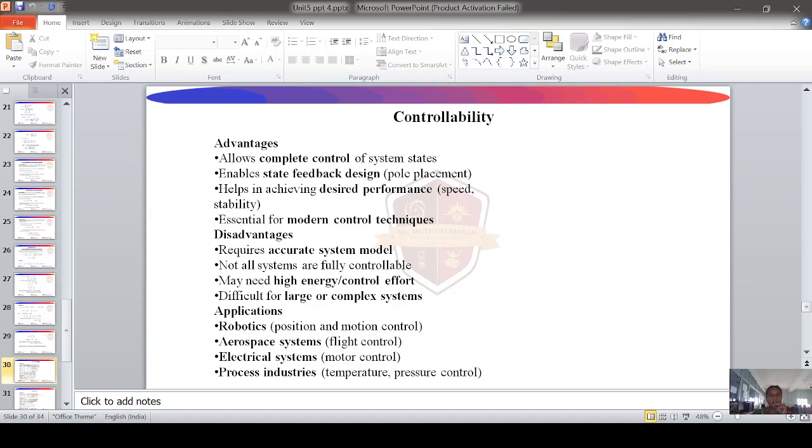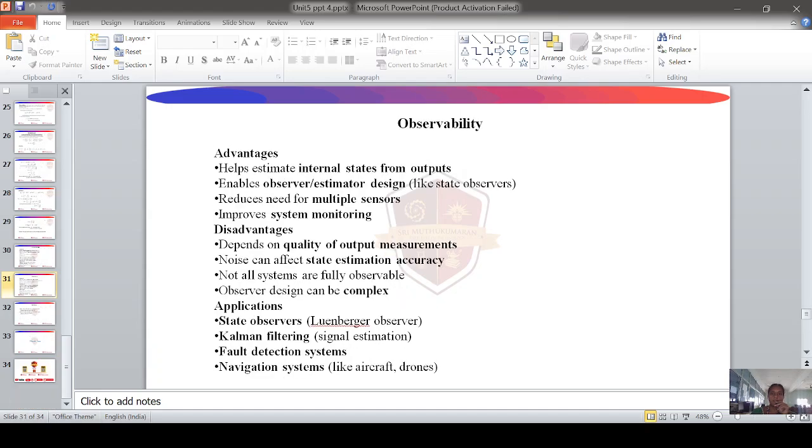Then the advantages and disadvantages of controllability. It allows complete control of the system, essential for modern control techniques. The disadvantage: it requires an accurate system model and may need high energy. Applications: it is used in robotics, aerospace systems, electrical systems, and process industries.